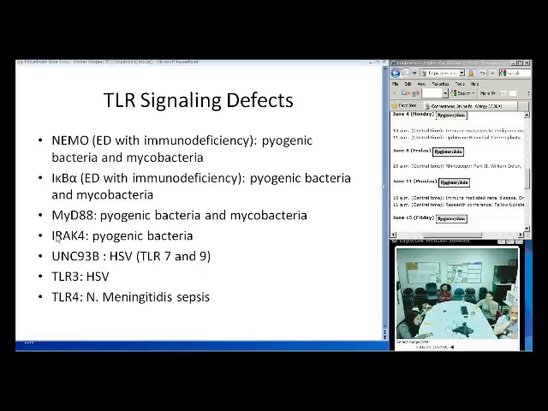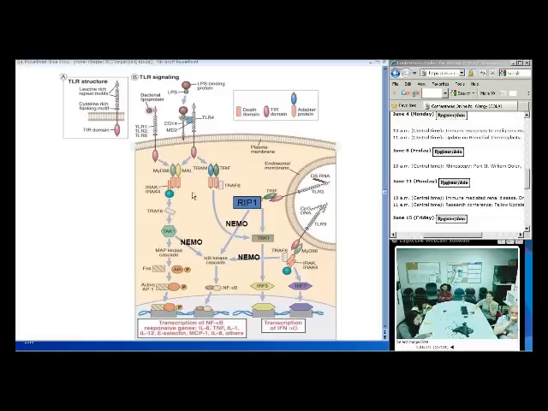Now, MyD88 and IRAK4 are higher upstream. So MyD88 and IRAK4 are up here. So remember, TLR4 and TLR3 can signal independent of MyD88. All of them signal through NEMO, though, so these phenotypes can be slightly different because there are going to be a couple of TLRs that are unaffected.